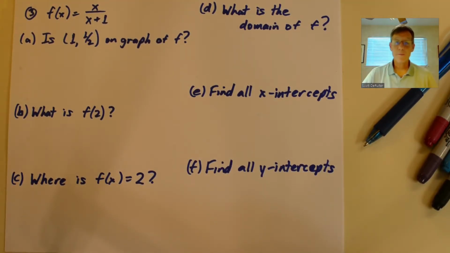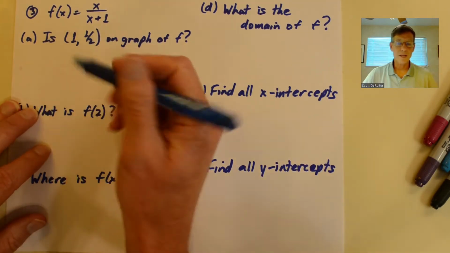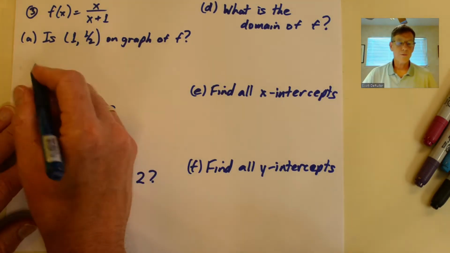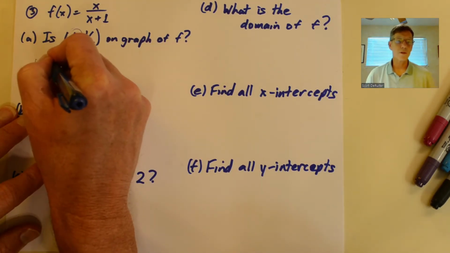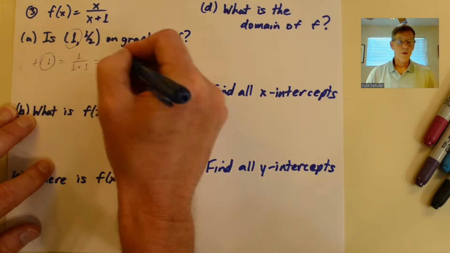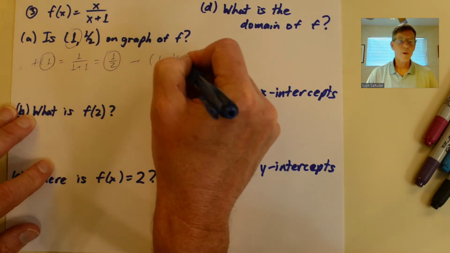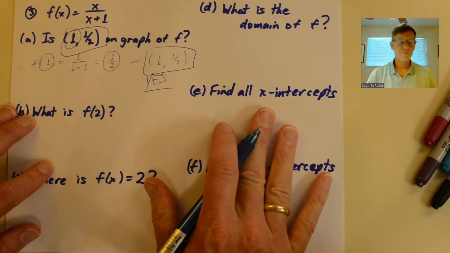Now let's try some problems where we write them out, and these come from our example problems. And we've got a function x over x plus 1, and we want to know if this given point is on the graph. So let's plug in the x value of 1, and we get 1 over 2. And what do you know? That is the given point, (1, 1/2). It's on the graph of the function.